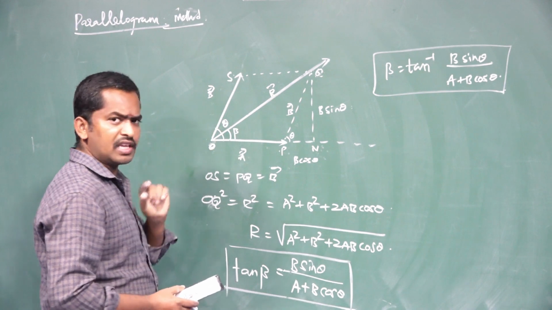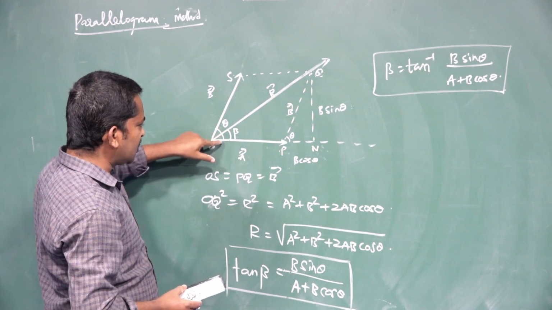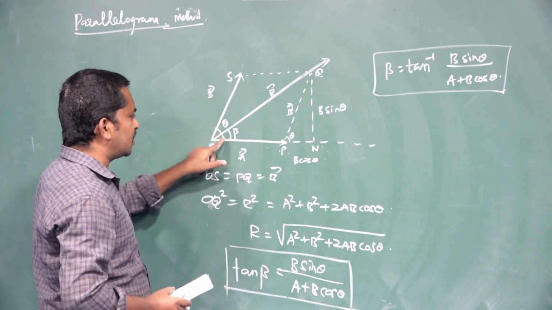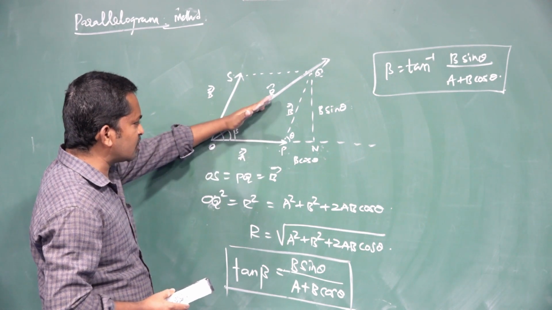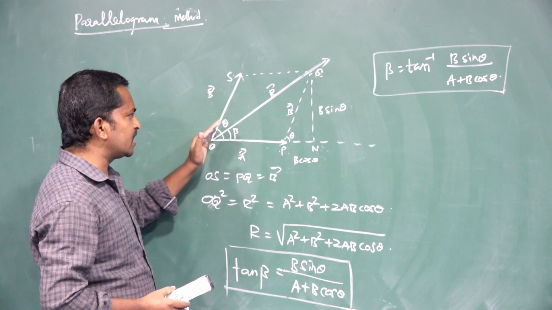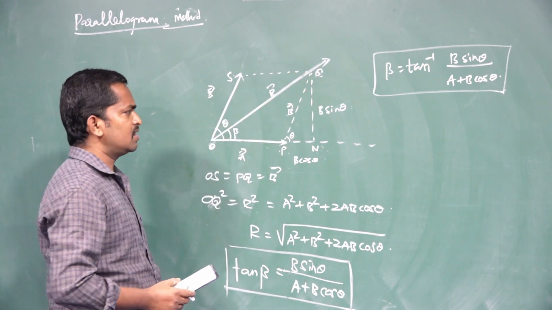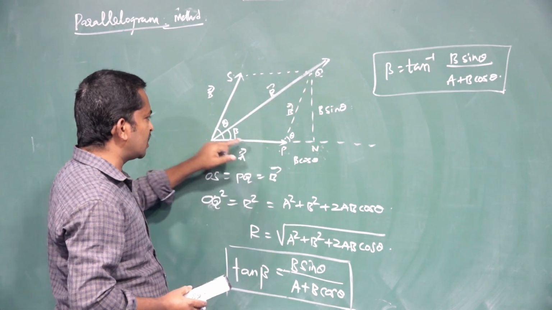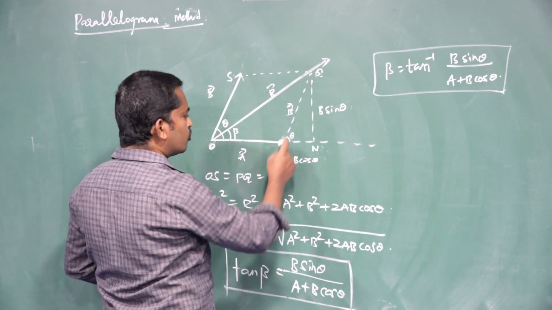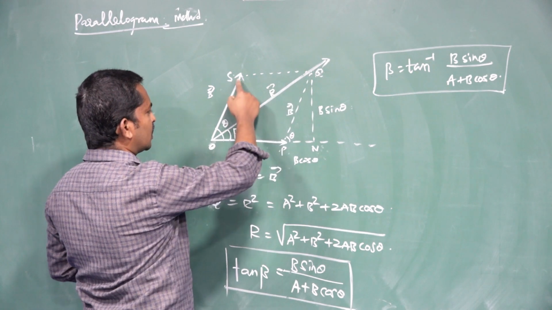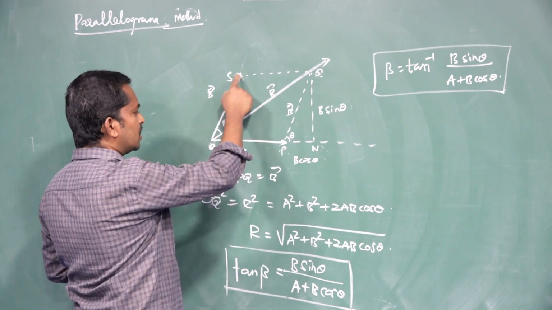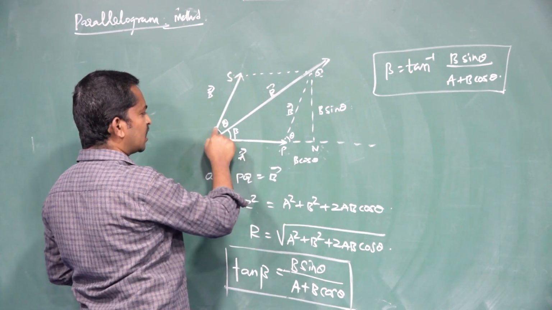Beta is nothing but, this is very important. Theta is the angle between A vector and B vector. Beta is the angle between the resultant vector and A vector. Beta indicates the direction of the resultant vector. It differs from theta and beta. So this is theta. You know well, here another one, this angle is also theta.